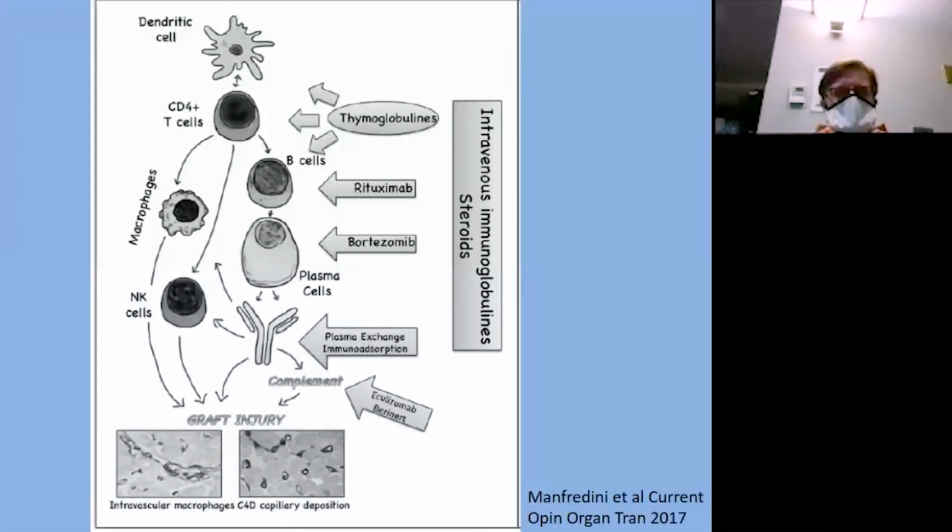And this is just a nice graphic showing the pathway for AMR. You can see activation of CD4 cells, and then the macrophage activation and B cell, plasma cell antibody activation, and different therapies that are directed at different stages. So IVIG and steroids are sort of non-specific and can help at any stage of this, as well as thymo, whereas rituximab is more B cell mediated, bortezomib is plasma cell mediated, and you can also work at removing circulating antibodies by plasma exchange or immunoadsorption. And then there are also new therapies directed at complement activation.